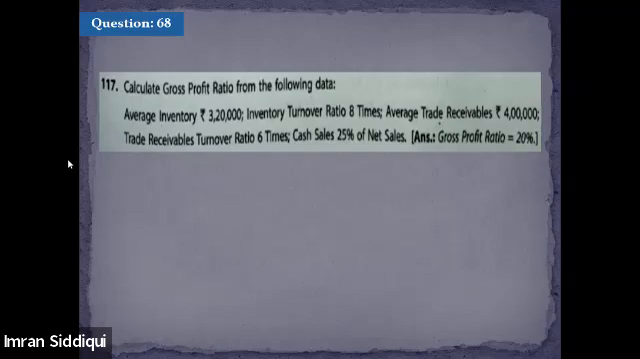Everyone, first of all, the average inventory is given, the inventory turnover ratio is given, the average trade receivable is given, the trade receivable turnover ratio is also given, and cash sale is 25% of net sales. What do you need in order to find the gross profit? You need the net sales, and for that you need the credit sales as well as the cash sales. To find the gross profit ratio, you will also need the gross profit. So I would recommend that you start with the inventory turnover ratio first.